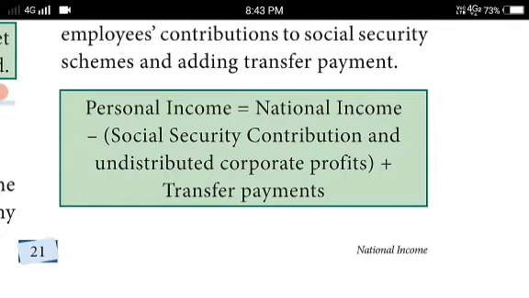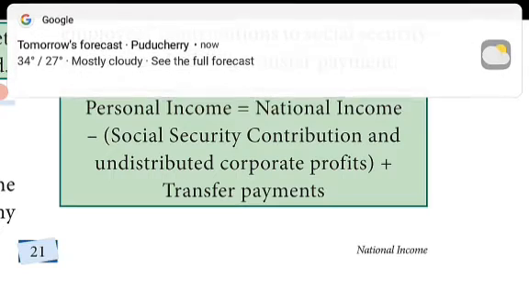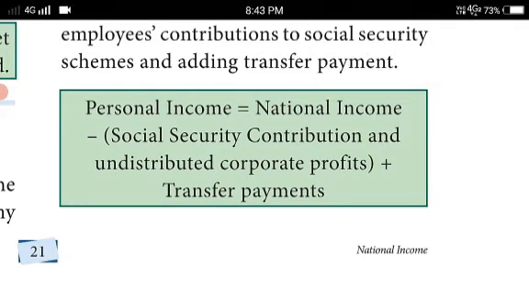Like I said, a farmer transferring goods from one place to another has to pay some amount. That amount is not calculated as national income and is not mentioned in any documents. So personal income means national income minus social security contribution and undistributed corporate profit plus transfer payment. Able to understand? This is personal income.